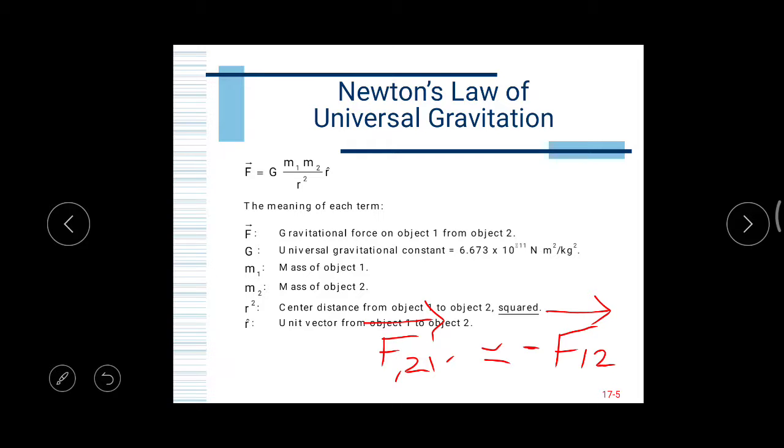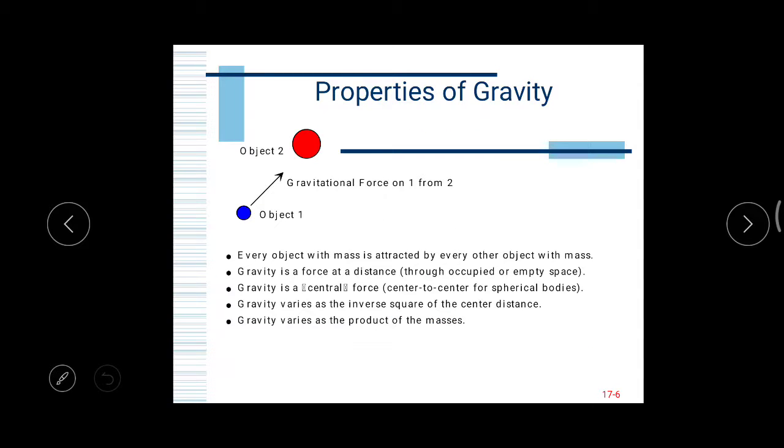Now, some of the properties of gravity. Every object with a mass is attracted by every other object with a mass. That is the gravitational force. All the massive bodies have an attractive force between them in the vicinity of the gravitational field.